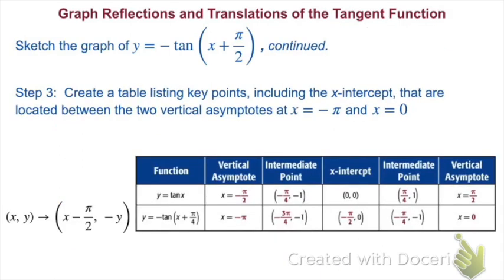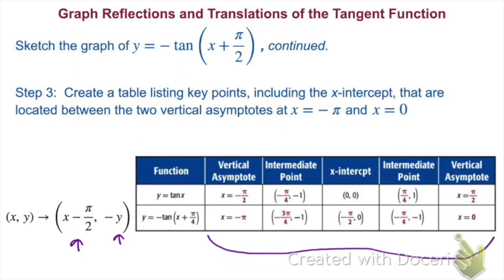And again, we're going to use this to start out. Here's my parent function again on the top. We did a shift to the left of negative pi halves. So for my transformation, I subtract pi halves from the x, and my y, I am going to multiply by negative 1 because we have a reflection. So here's my table with my transformation here on the bottom.